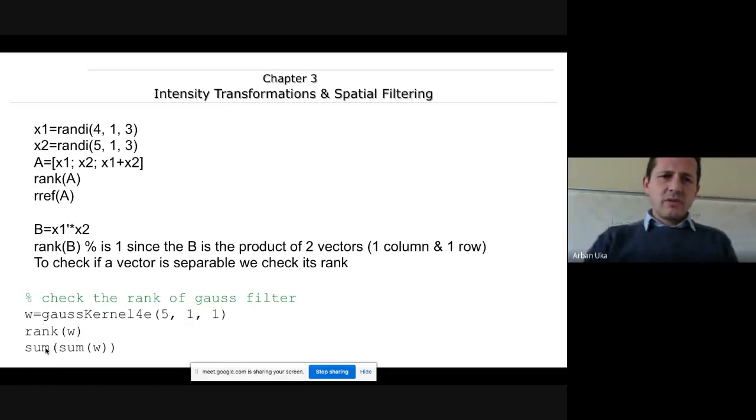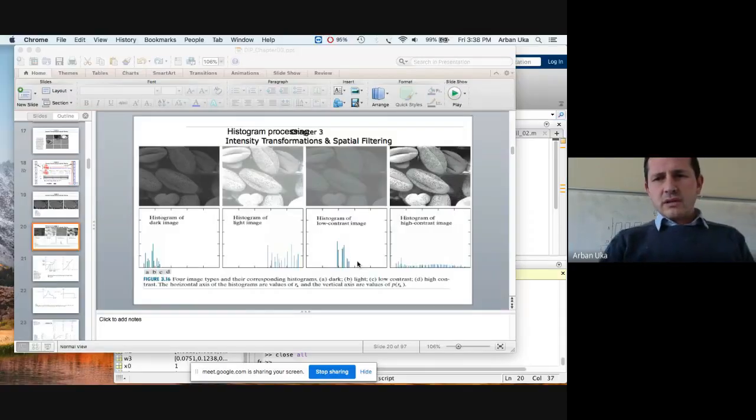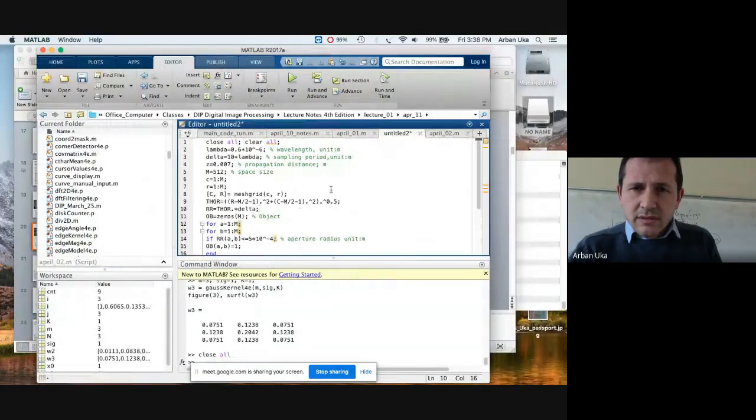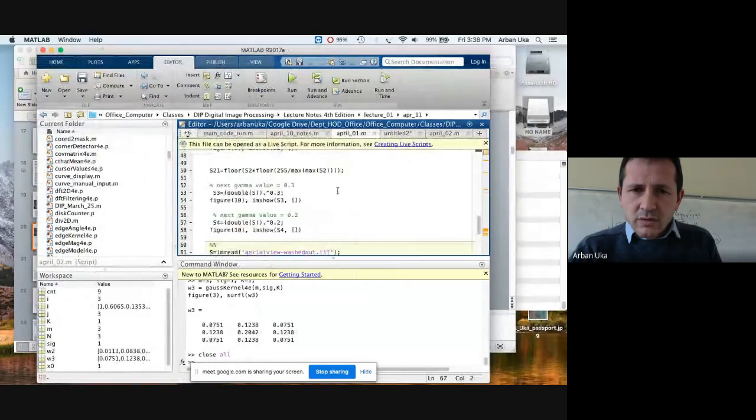Now let's have a look at what we have here. What we can do is have one vector x1 and another vector x2, and this is also like a review of linear algebra.